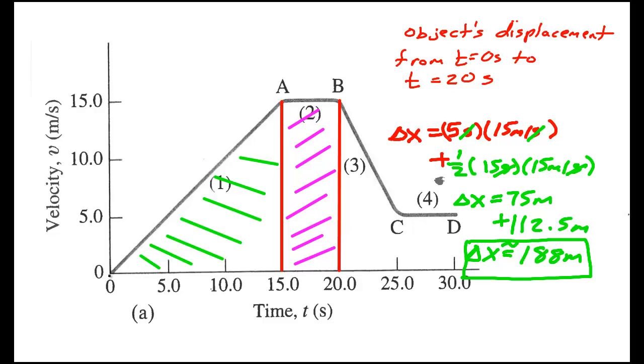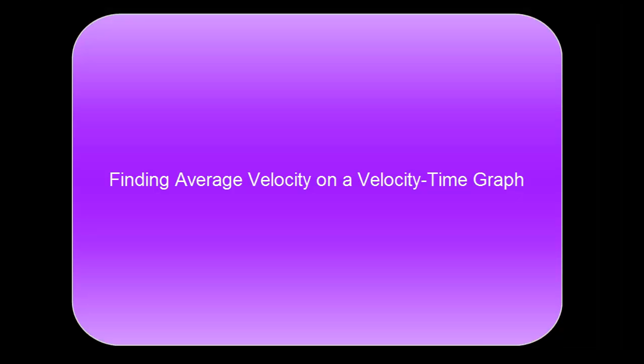All right. You don't have to start at 0. You can start from any other place. For instance, we start at 5. Then we would cut off this little piece right here. And so we would probably find it easier to find the whole triangle and then subtract this little triangle to find the rest of the area. All right. Anyway, the idea is to find the area under the curve of the velocity time graph to get displacement.